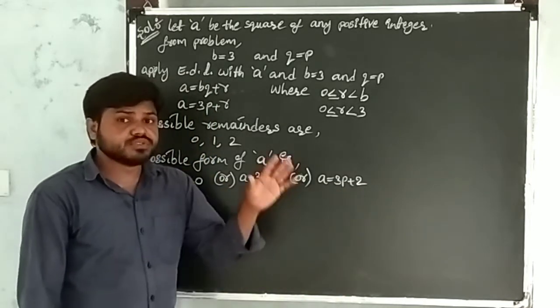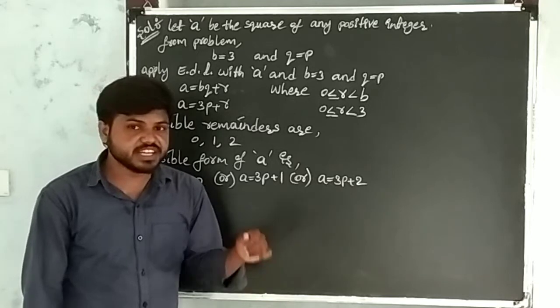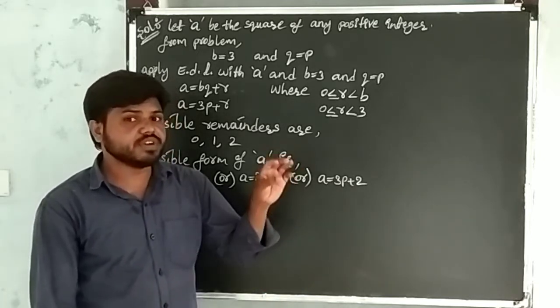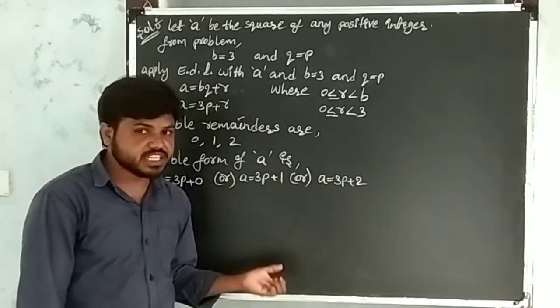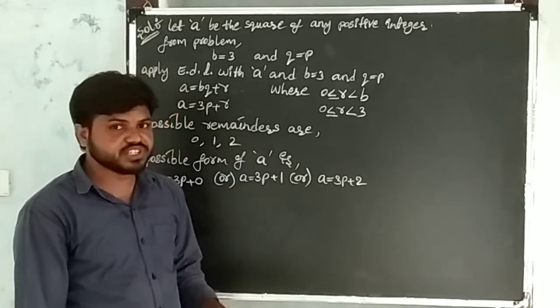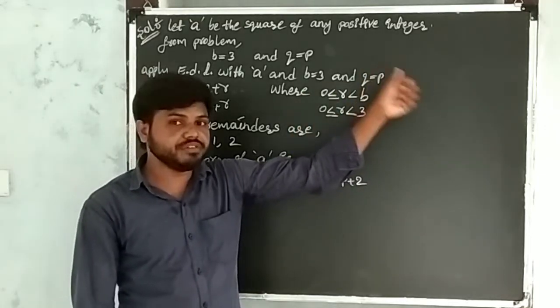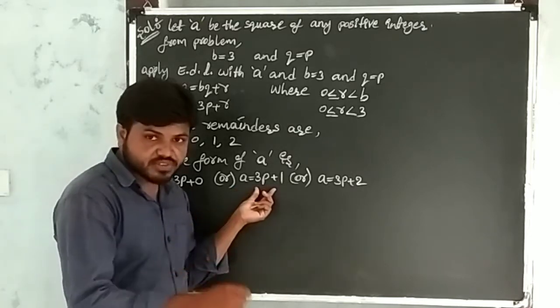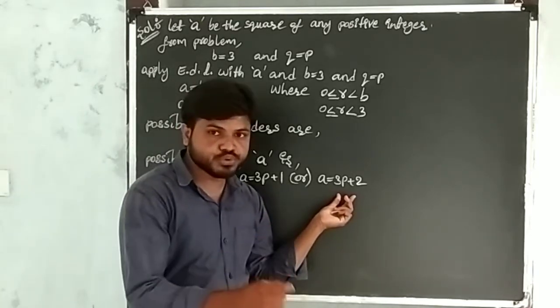We require that the square of any positive integer is of the form 3p or 3p plus 1. For that purpose, I am checking whether the square of any positive integer is of the form 3p or not, or 3p plus 1 or not, or 3p plus 2 or not.